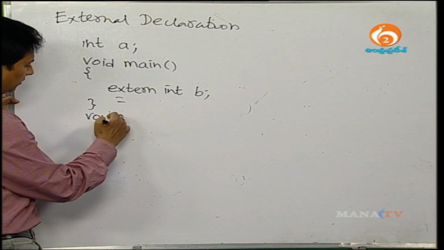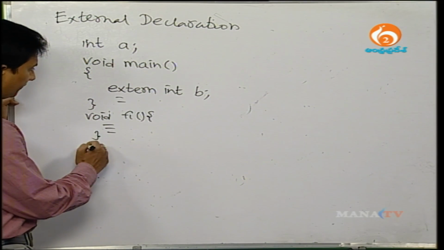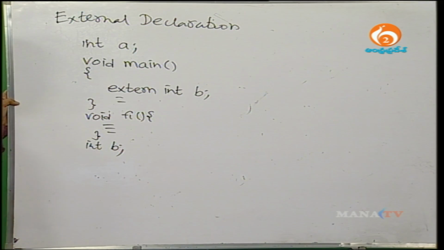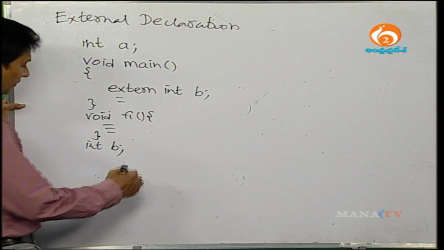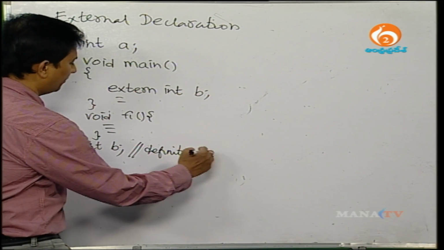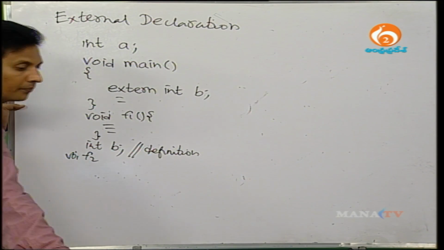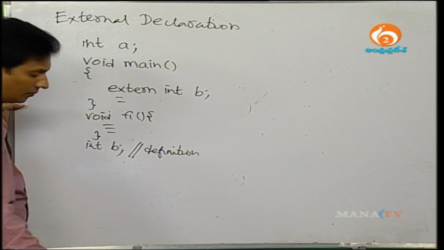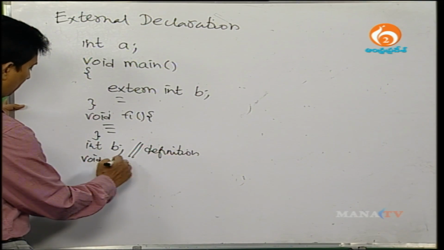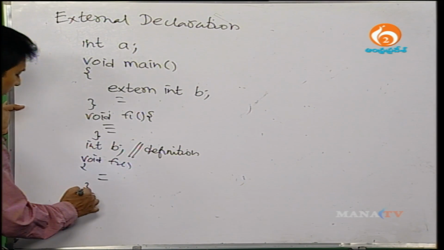Next, void f1. Next, int b. This is called the definition of the external variable b. Next, void f2. Next, void f3.